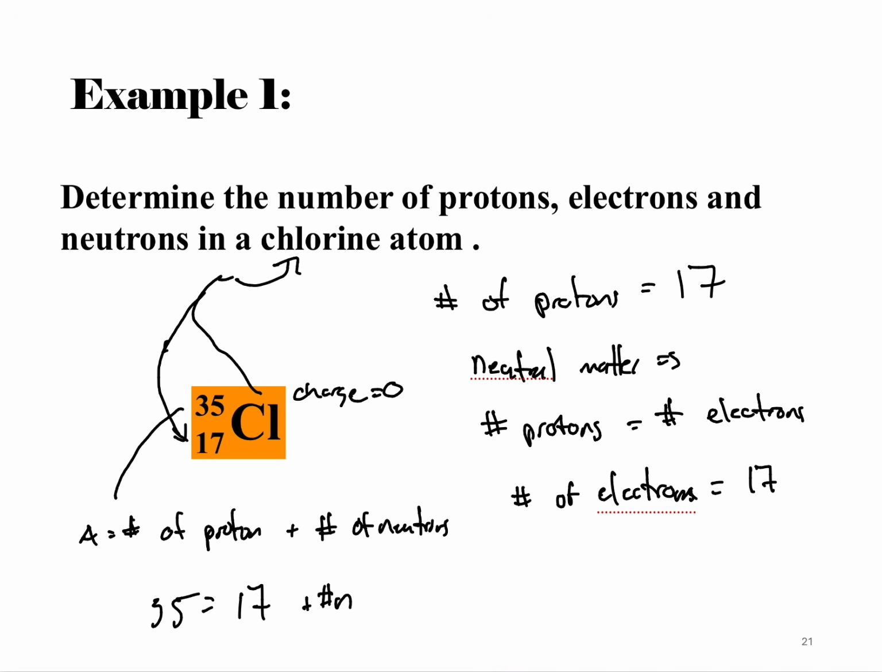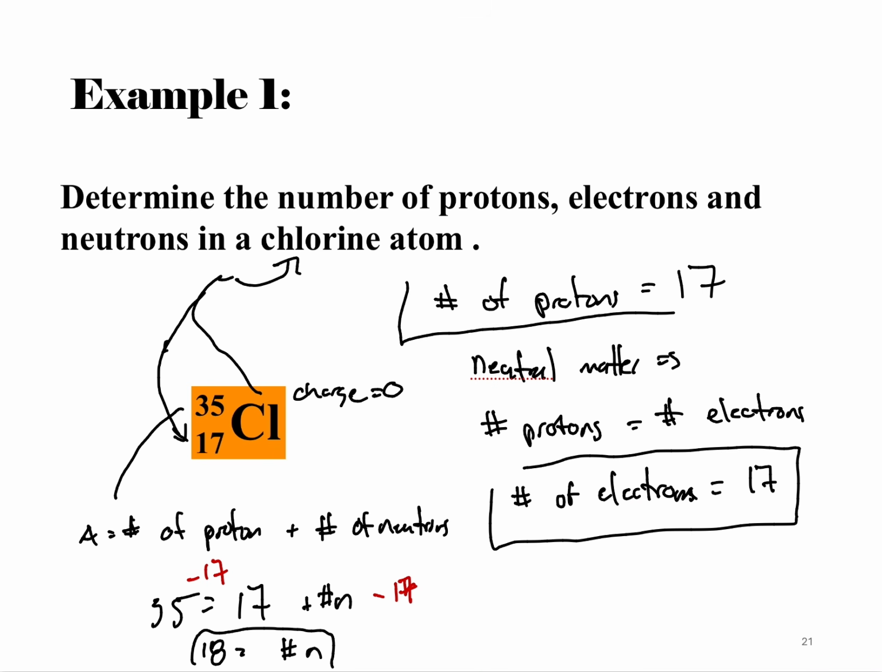So that means that if we subtract 17 from both sides, minus 17, then we would get 18 is equal to the number of neutrons, right? So that's how we would use isotope notation to determine all this relevant information about this isotope. We get the number of protons, number of electrons, and the number of neutrons just from this small little symbol here.